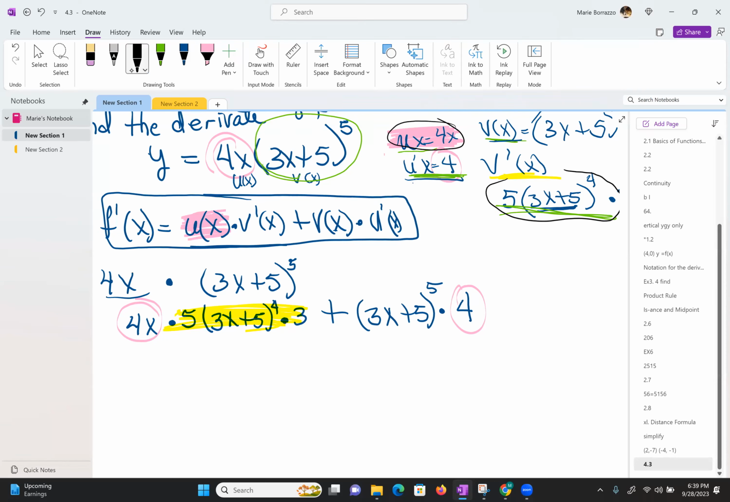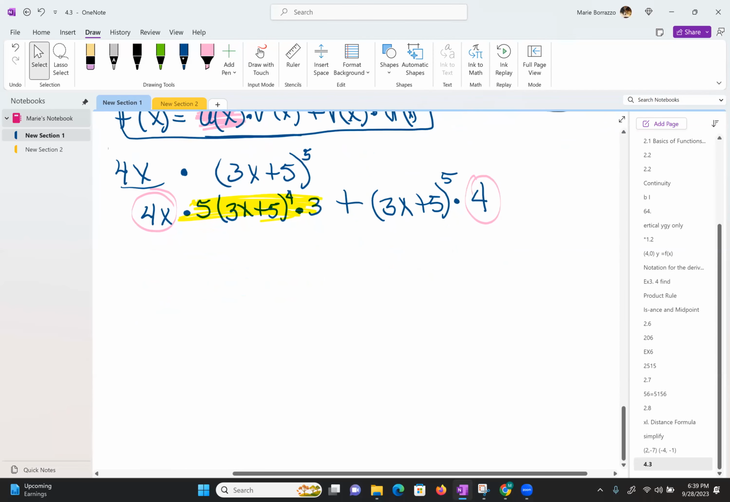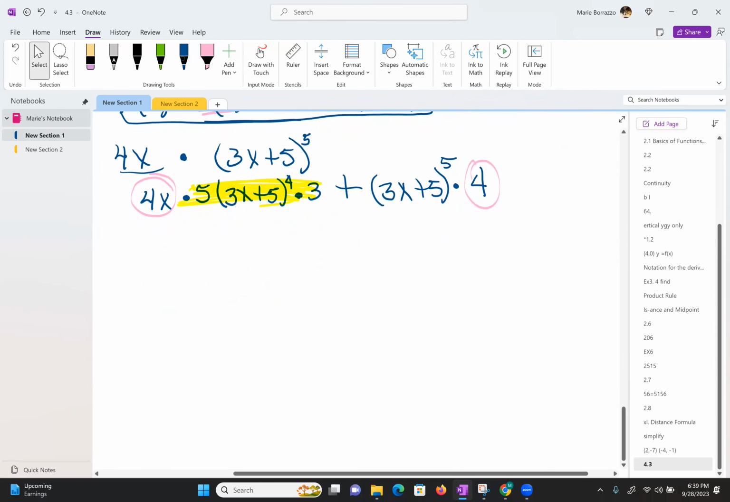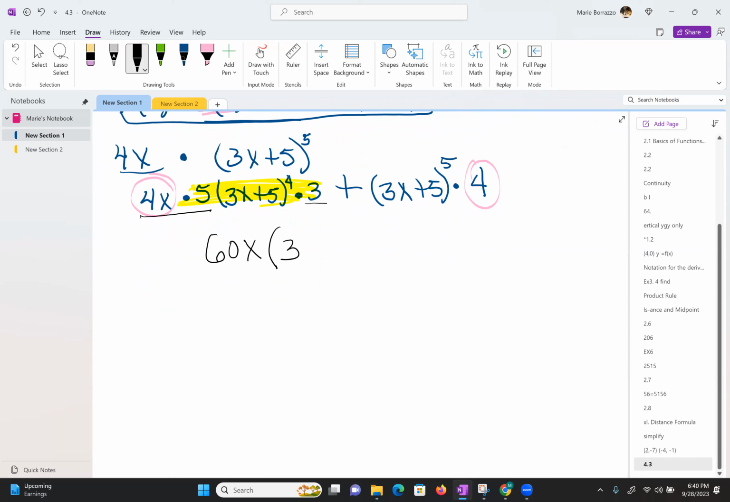Okay, I'm going to continue here. In the next step, I want you to notice that I'm going to multiply the 4 times 5, which is 20x, and then that times 3. So all that multiplied is 60x times the (3x + 5)^4, plus the 4 times the (3x + 5)^5.